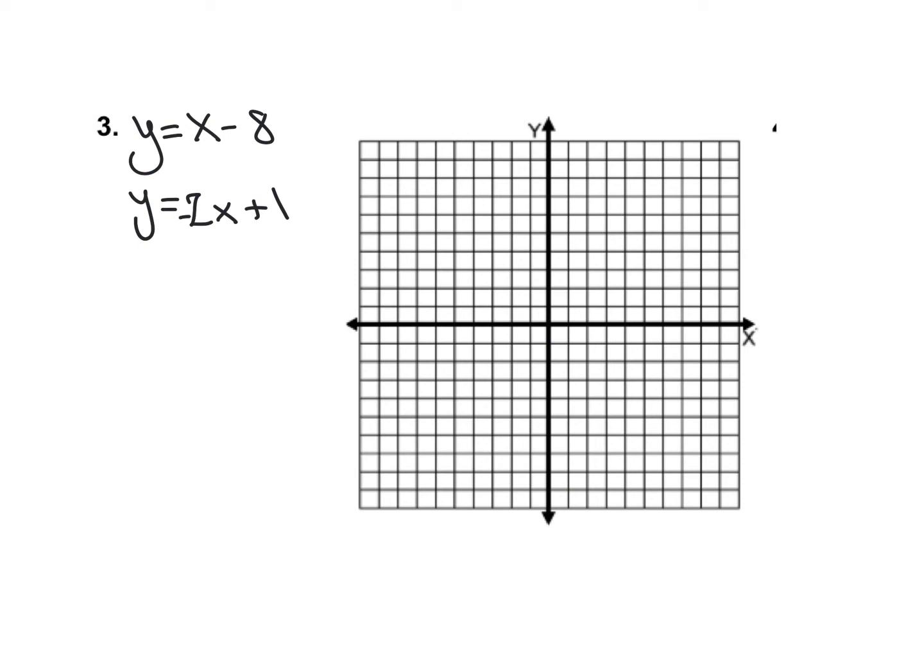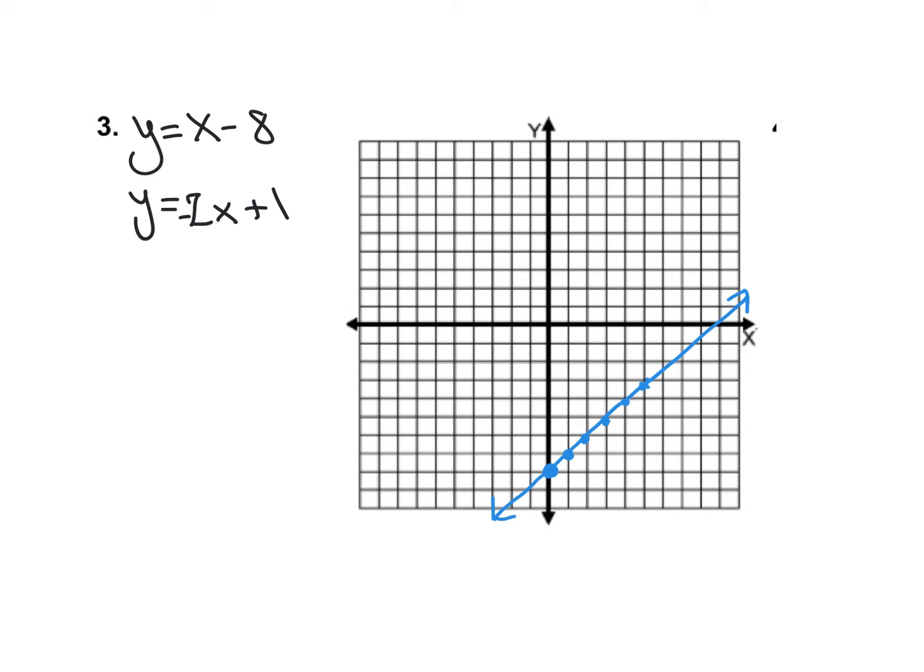All right, for this next one, we have y is equal to x minus 8 and y is equal to negative 2x plus 1. So this one, I think the easiest way to do this one is to do the slope and the y-intercept. So I have a y-intercept for the first one of negative 8. And then I have a slope of 1. So I'm going to go up 1, over 1. And I'm going to do it a few times just because sometimes I don't draw the straightest lines and then it makes it confusing.